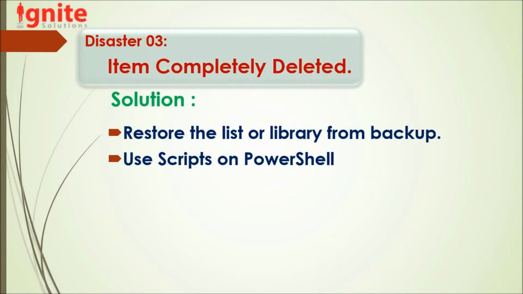Disaster number 3, item completely deleted. So what if the file or files have been deleted completely from the site collection recycle bin too? Let me make it more complicated. What if the user deleted the project file, and then after that many files have been added to the library, and now the user wants his file back from an old backup of his library?